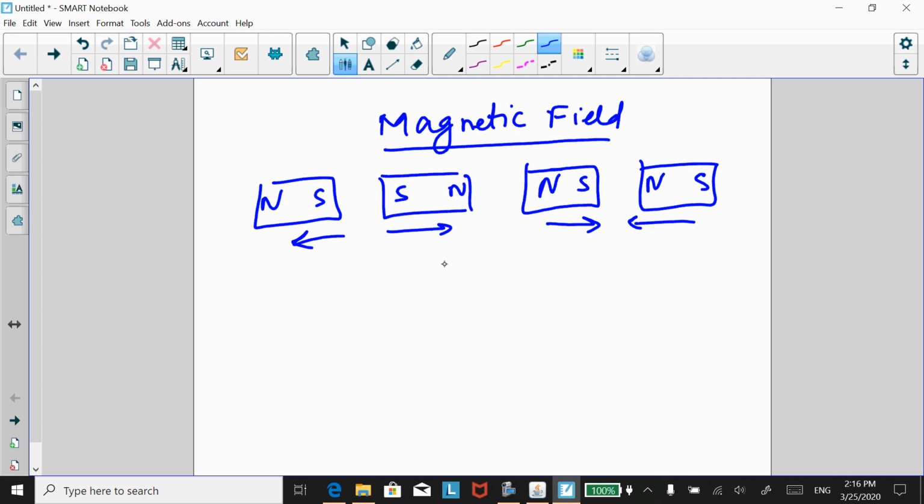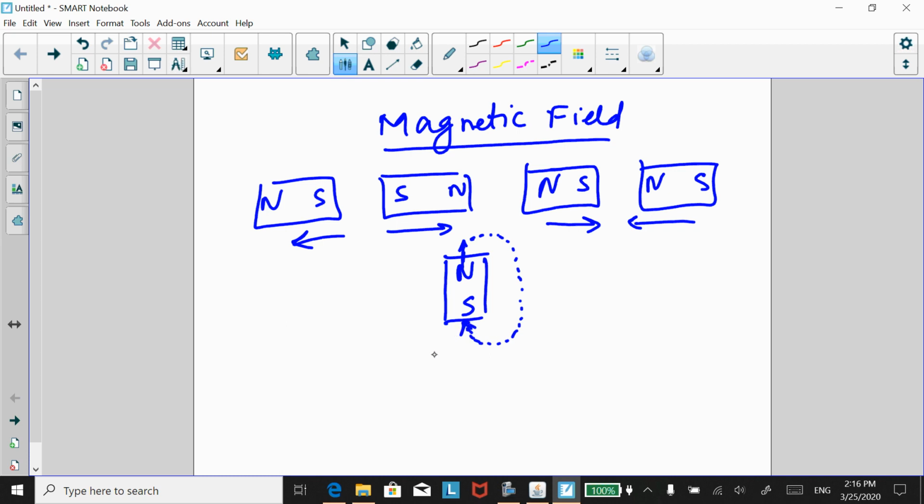For example, if we have a bar magnet, the magnetic field will start to originate at the north pole here like this, and it will go like this, and will end here at the south pole. That's how we saw the arrow.